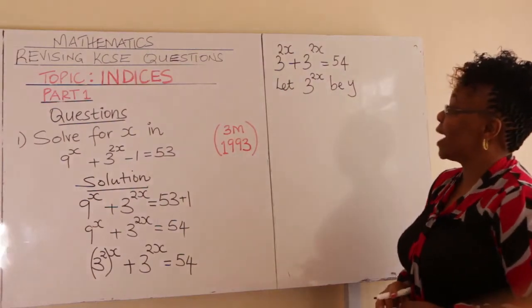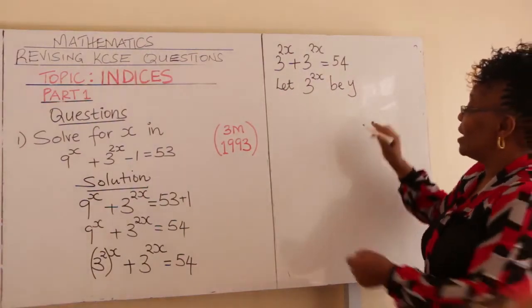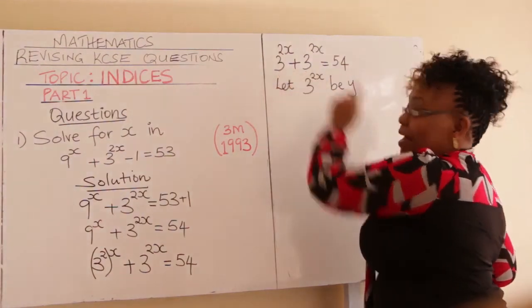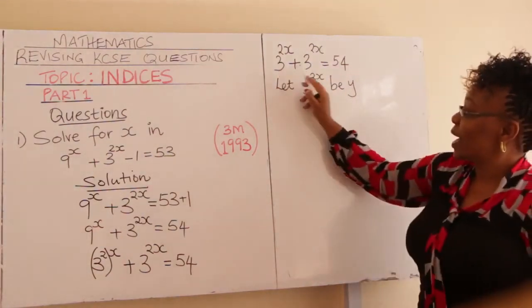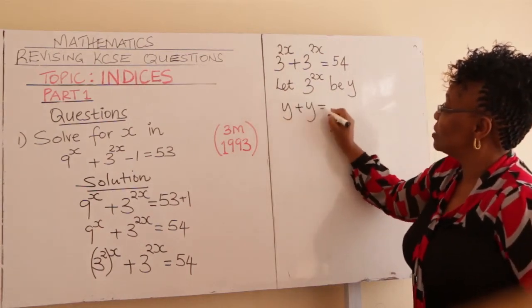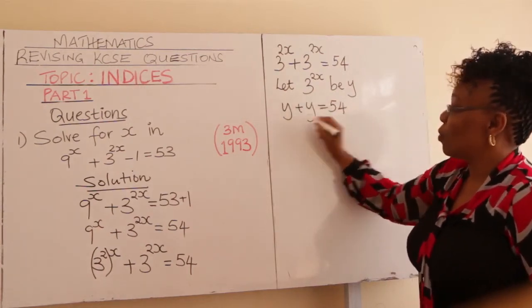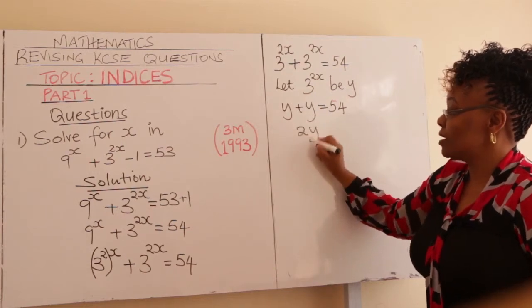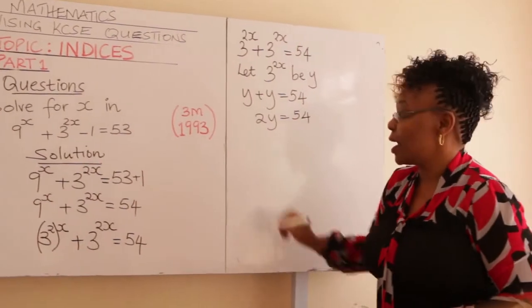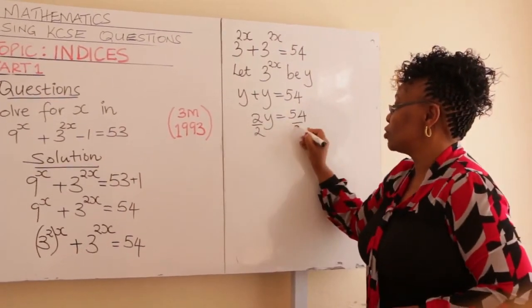Let it be y. Then come and substitute your y's here. This is y and this is y. This is y and this is y. So you talk of y plus y is equals to 54. Y plus y is 2y is equals to 54. And therefore to get y, you divide both sides by 2.